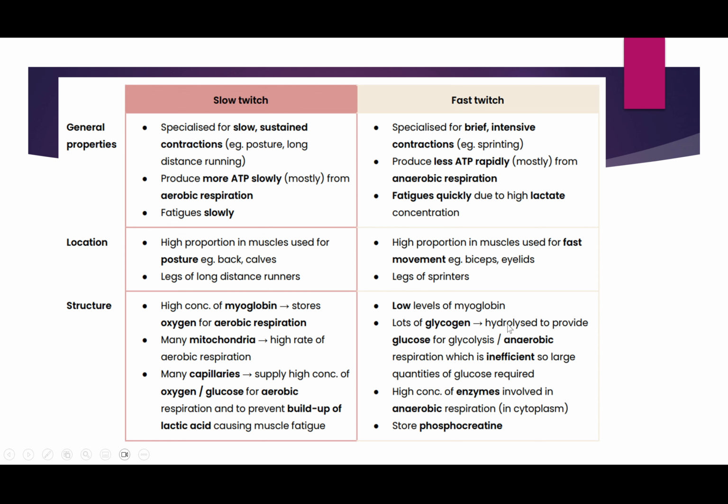There's low levels of myoglobin, lots of glycogen, which can be hydrolyzed to provide glucose for glycolysis, anaerobic respiration, which is inefficient, so there's large quantities of glucose required, high concentration of enzymes involved in anaerobic respiration in the cytoplasm, and there's a store of phosphocreatine.